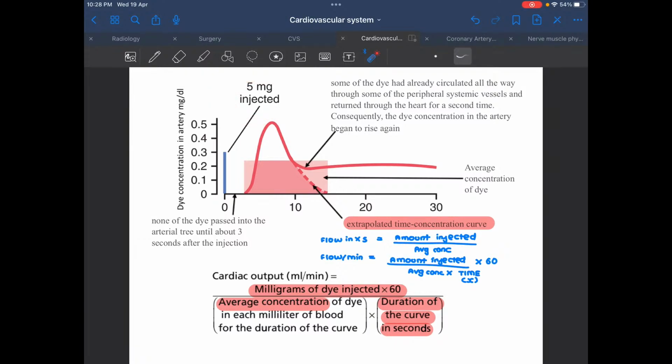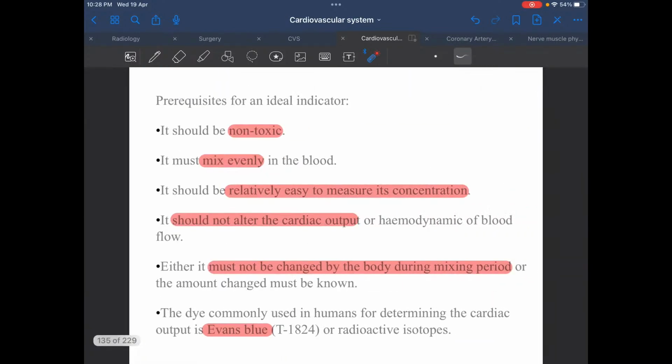say we have injected 5 milligrams, there's going to be an increase in the concentration of the dye, and then it's going to reach a sort of equilibrium. Then I can accordingly calculate how many milligrams of dye I have injected, divided by the average concentration of the dye and the duration of the curve in seconds, and that can be done. Okay, so that's your dye dilution method, right?